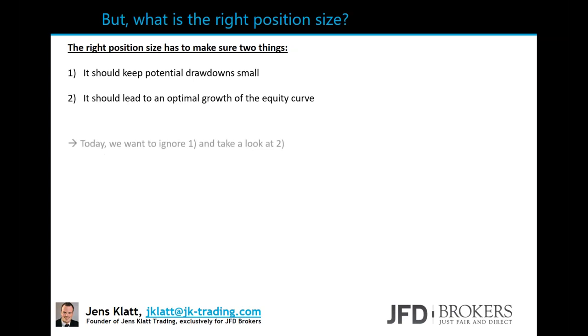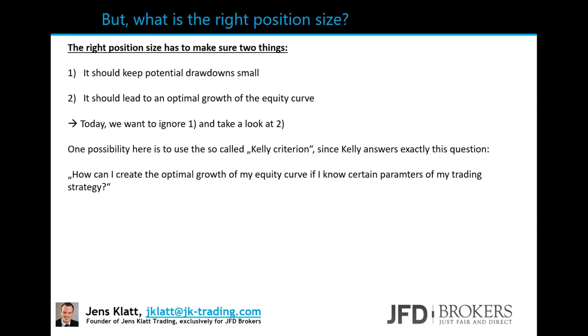And now what we will do is ignore one. So we do not look at potential drawdowns here. We just focus on the optimal growth of the equity curve, even though I will show you several steps how you could start to think about drawdowns here. So one possibility is to use the so-called Kelly criterion. Probably you've heard about this. It wasn't such a big surprise that I mentioned blackjack at the beginning.